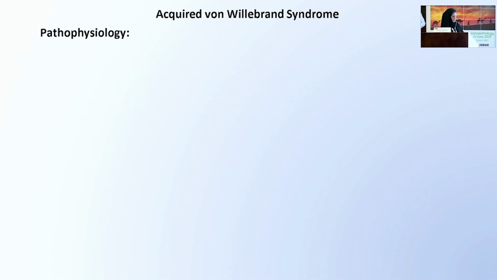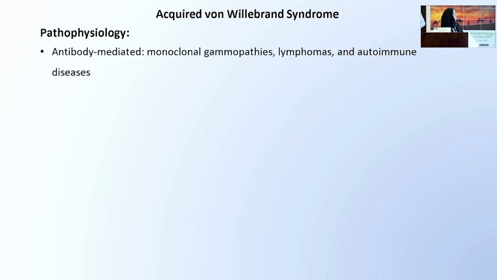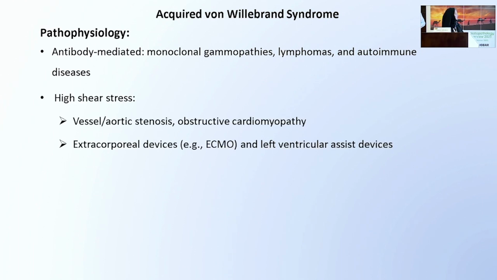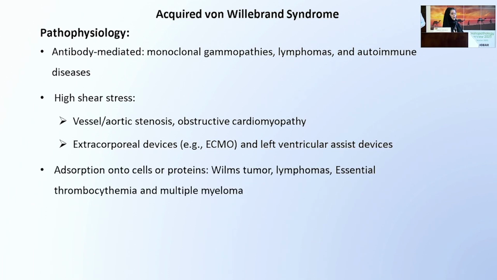Now, what causes acquired von Willebrand syndrome are really many reasons that include antibody-mediated, as in monoclonal gammopathy, lymphomas, and autoimmune diseases. High shear stress, as in any valvular stenosis, obstructive cardiomyopathy, or extracorporeal devices like ECMO and left ventricular assist devices. It can also, von Willebrand can adsorb onto cells or proteins like what we see in Wilms tumor, lymphomas, essential thrombocythemia, and multiple myeloma.